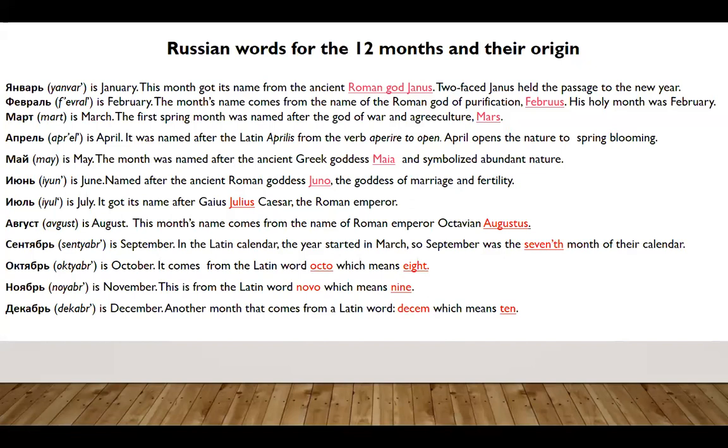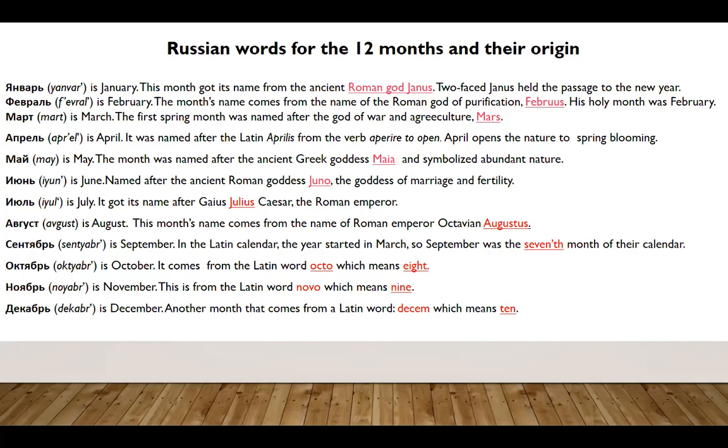January in Russian is Yanvar, and here's a pronunciation key. This month got its name from the ancient Roman god Janus. You know, two-faced Janus held the passage to the new year. With one face, he was looking back into the previous year. With another face, he was looking into the new year. So January, the first month, got its name from the god Janus.